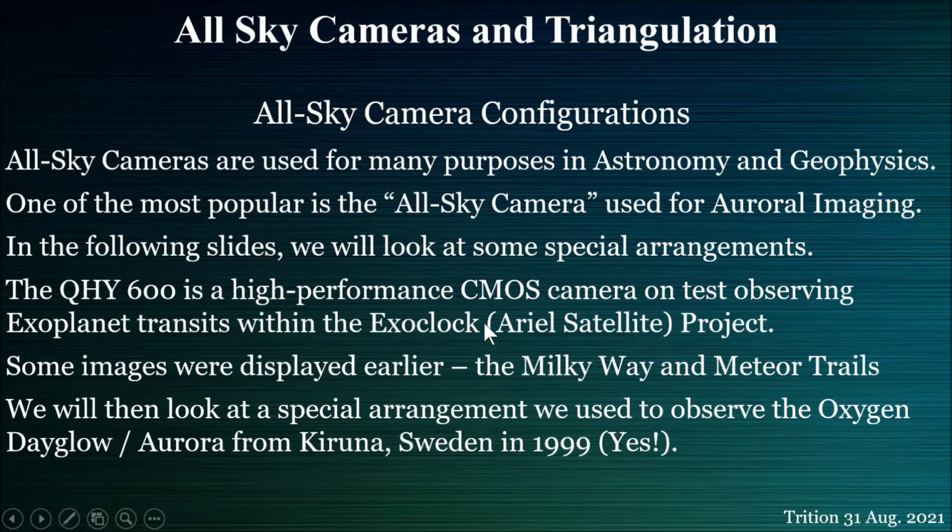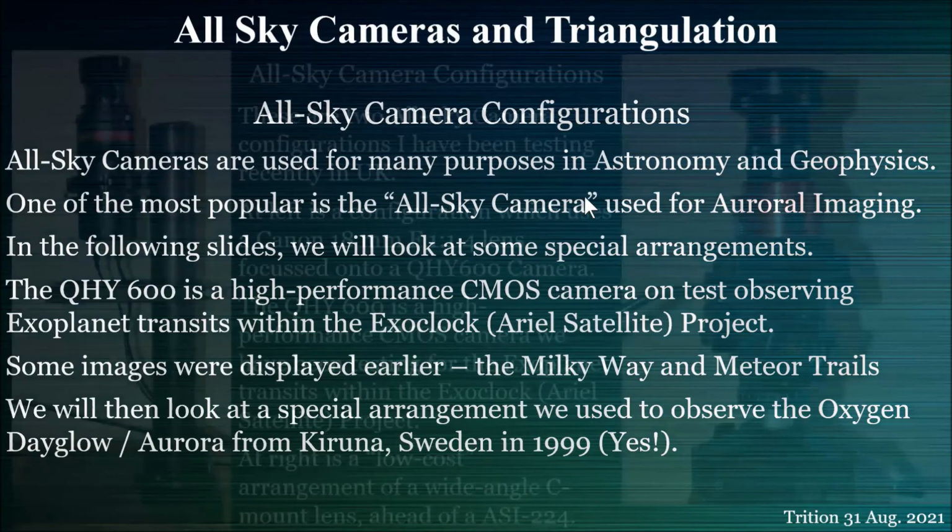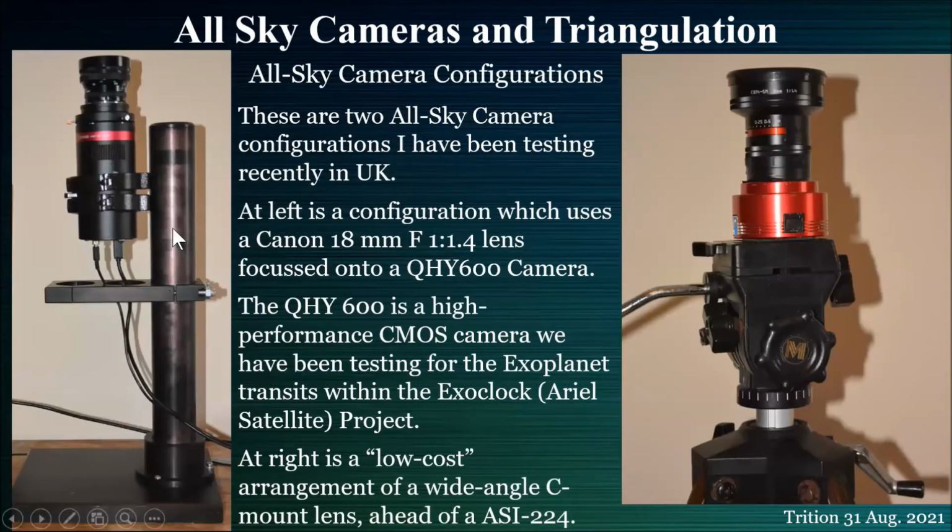I showed you some of the images earlier on from Milky Way and meteor impacts, and then basically we'll go through and look at some other ones that we're running. This is a simple image of the combination of a Canon Allsky lens, 180-degree lens, ahead of the QHY 600. And then on the right-hand side is a simpler, cheaper option. Basically, it's another wide-angle lens mounted just ahead of an ASI, the ASI 224. So we can use the two of these in comparison.